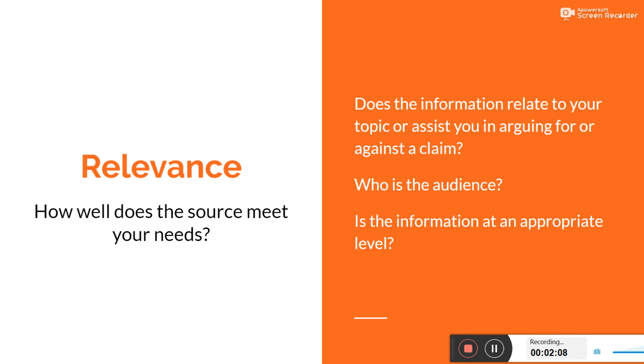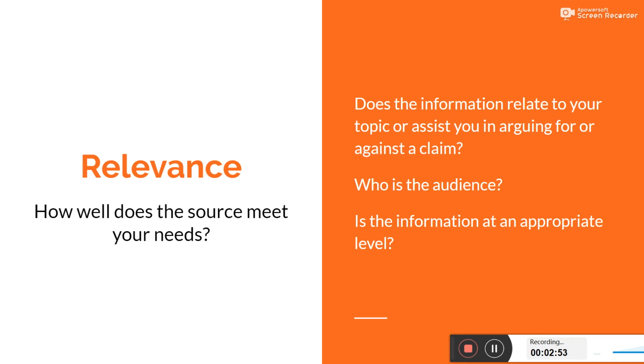Relevance. How well does the source meet your needs? Does your website actually help you in your inquiry? Does it actually help you answer your question? For example, my year 12s are doing an inquiry on how they can make the school more environmentally friendly. When they're going on websites, when they're trying to answer that question, when they go on an article, that article needs to help them address that question. If the article doesn't help them answer the question, how can I make my school more environmentally friendly, then it's not helpful and you shouldn't be on that article.